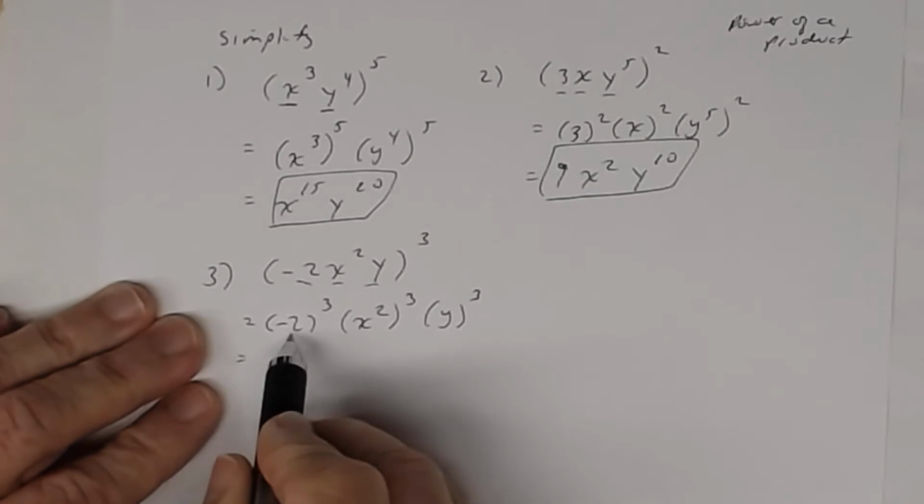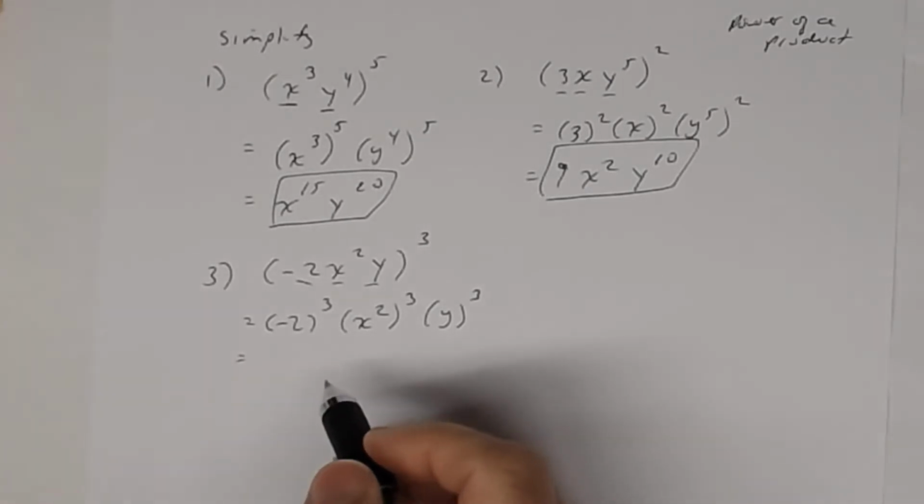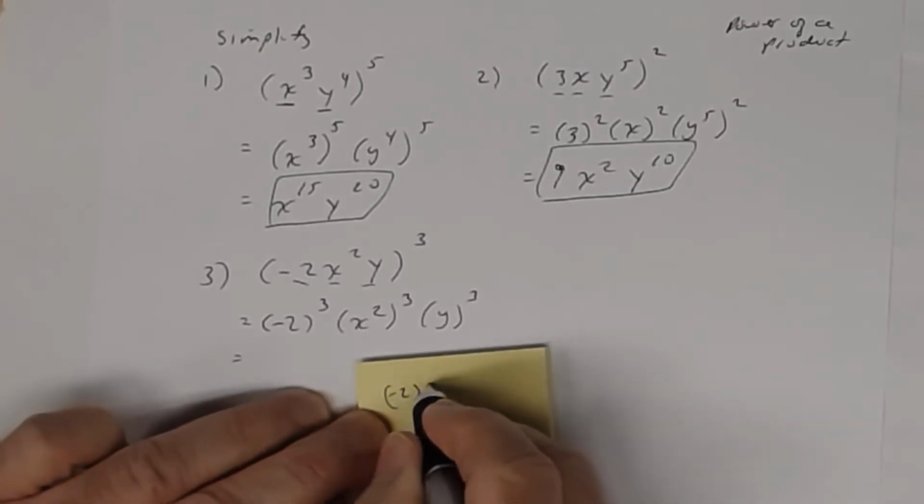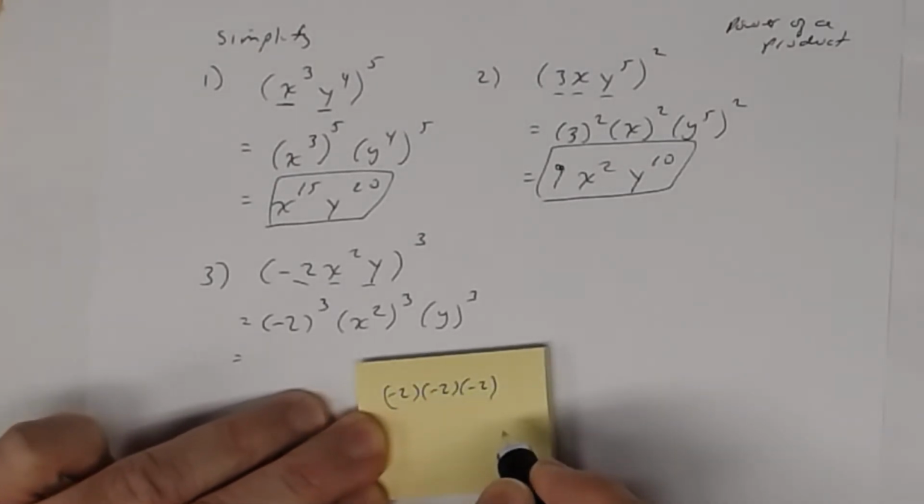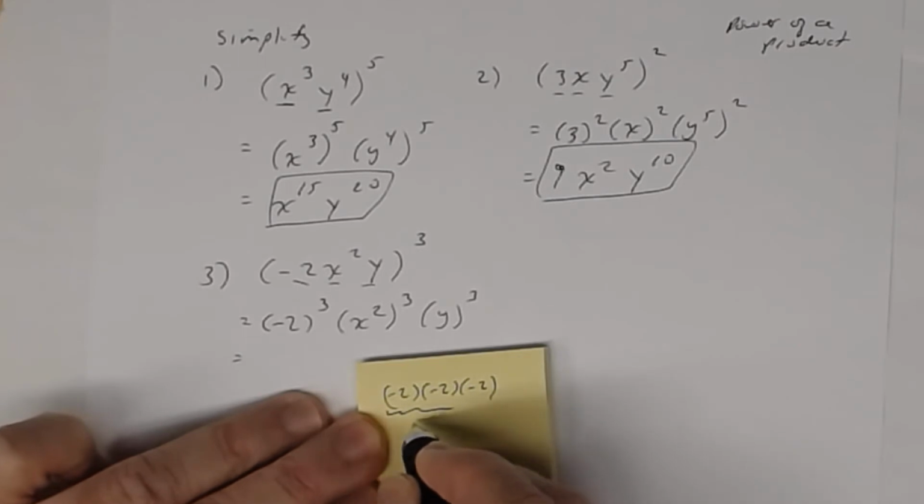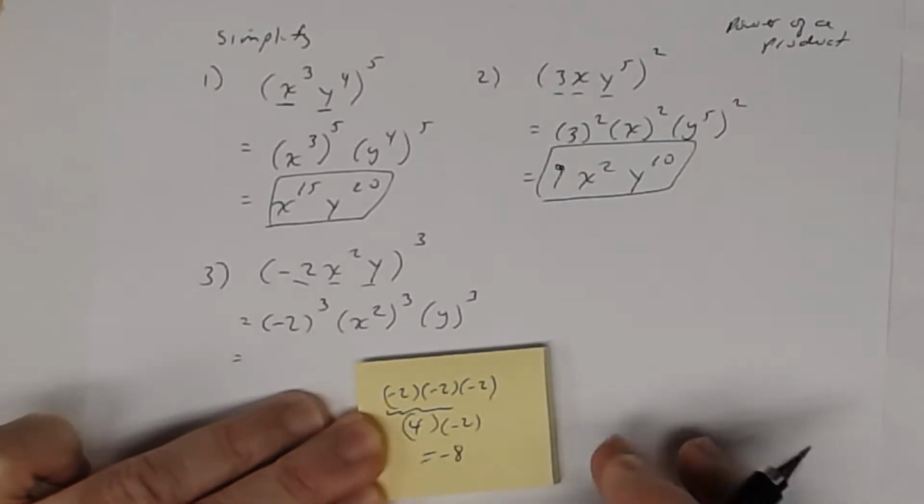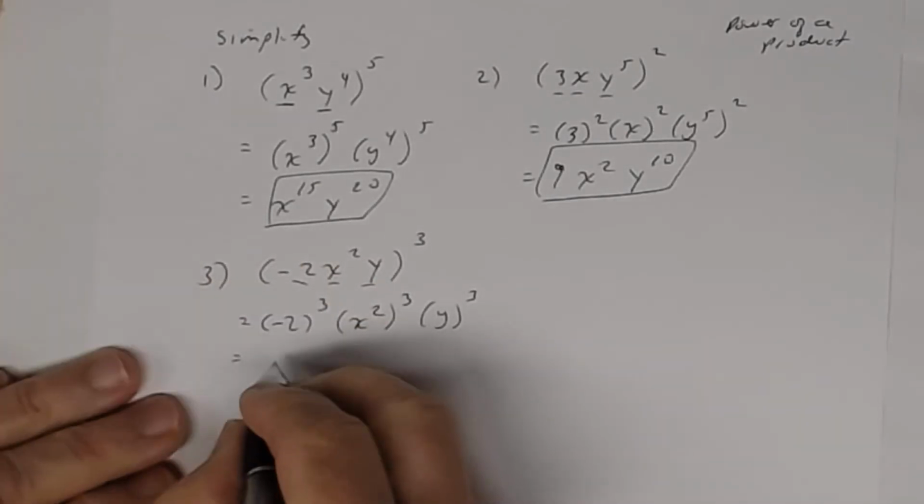Now, negative 2 to the third means negative 2 times negative 2 times negative 2. So negative 2 times negative 2 is 4, and then 4 times negative 2 is negative 8. So that's negative 8.